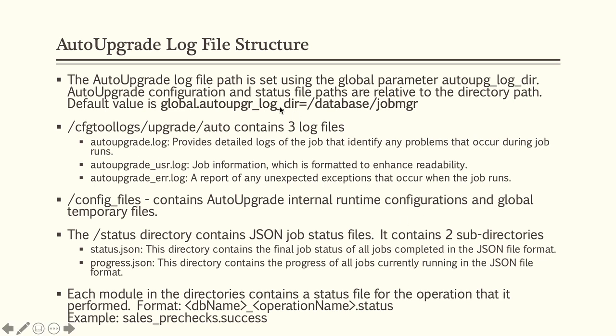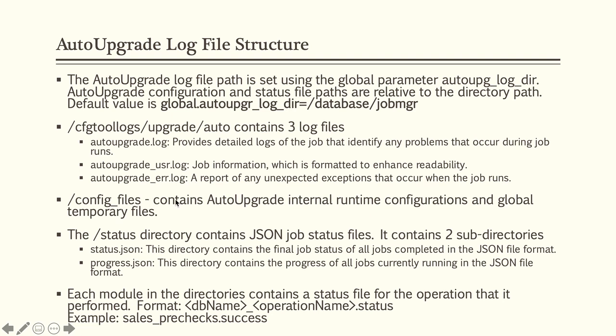Inside this particular directory, you will see it creates a subdirectory called cfgtoollogs. Inside that, it creates an upgrade directory. Inside that, it creates an auto directory, and this auto directory will contain the autoupgrade.log, autoupgrade_user.log, and autoupgrade_error.log. So this autoupgrade.log is a running commentary. This is job information, which jobs are running or are created and fired by the auto upgrade utility. And if you ran into troubled waters, then you can see those errors in autoupgrade_error.log.